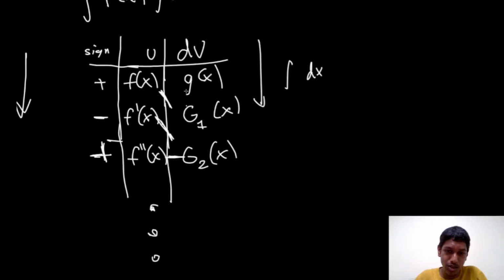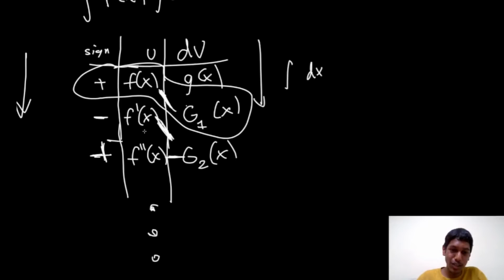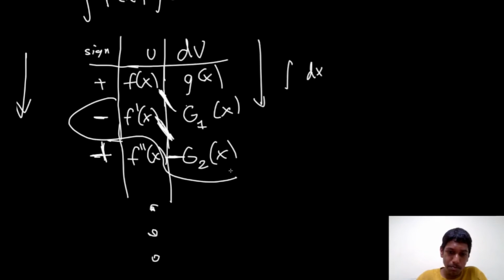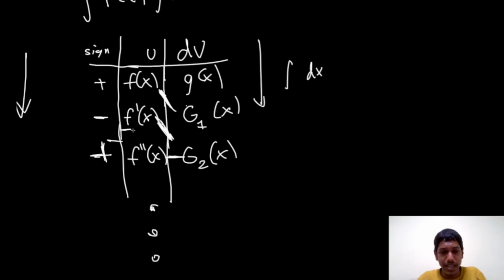Every time, we have a U column and a DV column. In this column, we differentiate repeatedly. In this column, we integrate or anti-differentiate repeatedly. And then we have a sign column that starts with plus and then alternates down the bottom. And then what you do is draw lines diagonally and multiply the functions while considering the sign. So this would be plus f of x times g1, but this would be minus f prime g2, right? That's not a minus sign. This would be minus f prime g2.